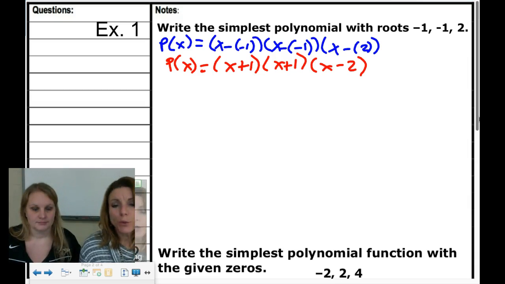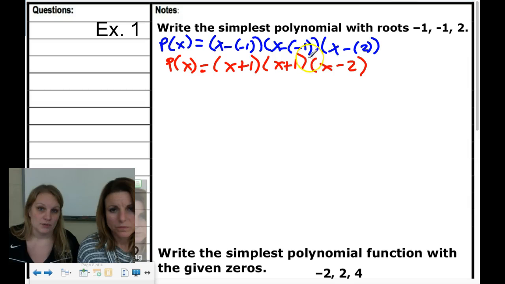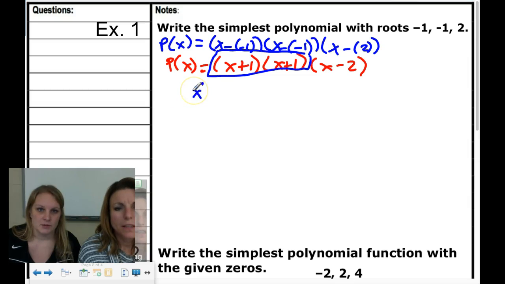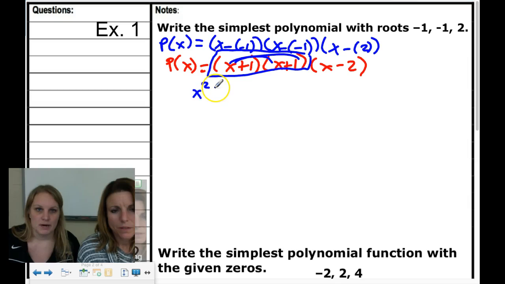So we're going to use FOIL. Probably multiply the first two, don't you think? Yeah, so notice we have 3 of them. Just start with the first 2. That's what I would do. Makes it easier. X times X gives me X squared. Right. I'll just do this. X times 1 gives me 1x. Yep. 1 times x gives me 1x. Yep. And 1 times 1 gives me 1.